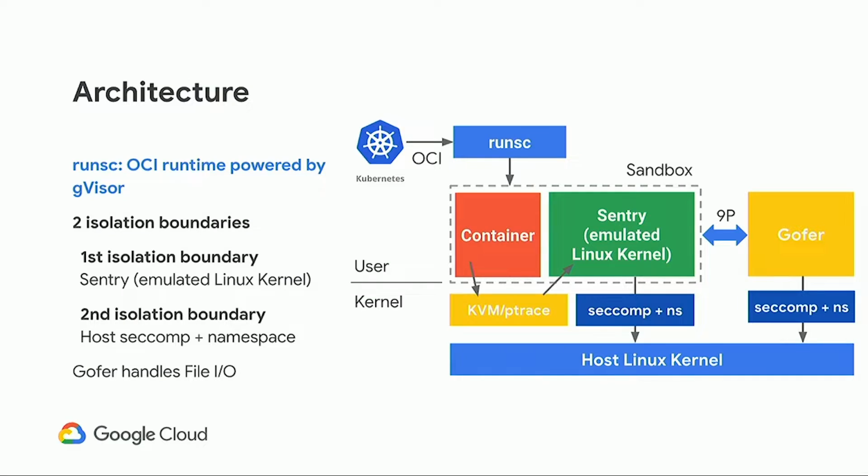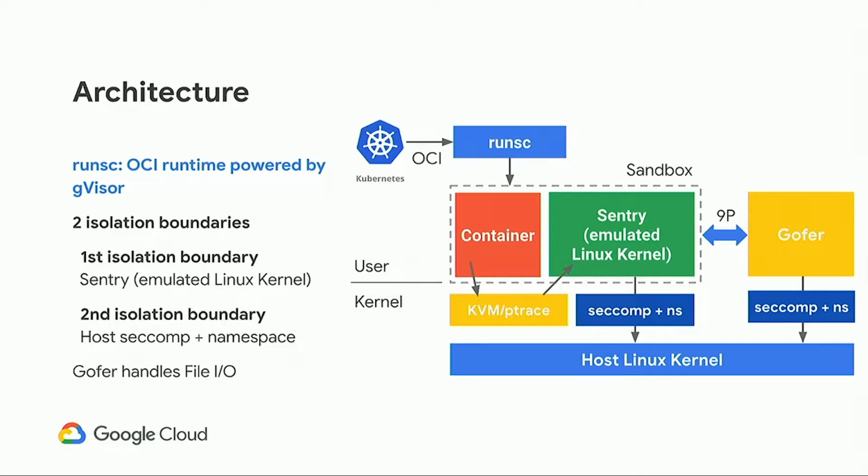So diving a little bit deeper into the architecture for gVisor, gVisor provides an OCI runtime interface. OCI is the Open Container Initiative, and this is a standard for running containers. We provide an OCI interface in the form of an application called runsc. This is a single binary that you can use to deploy gVisor and install it. It's basically a drop-in replacement for the runc binary.